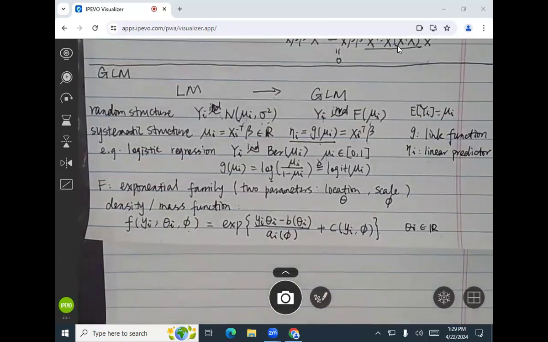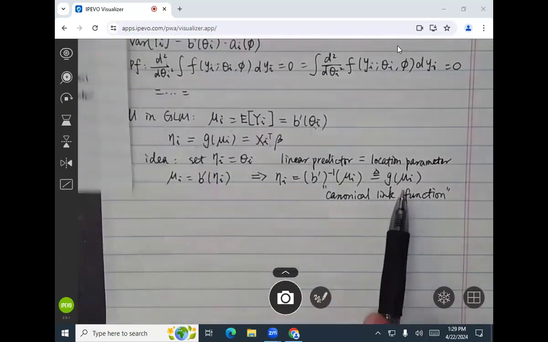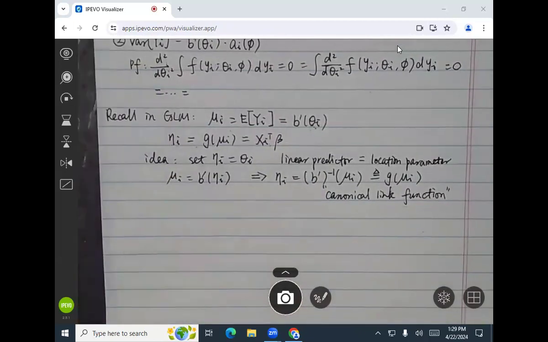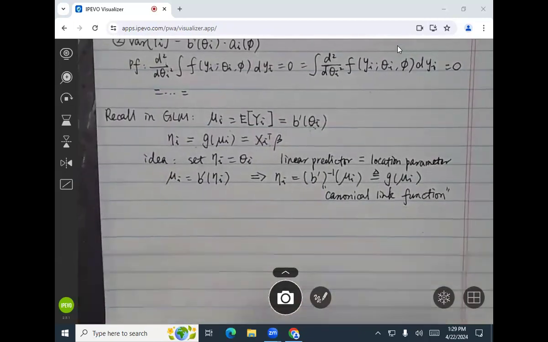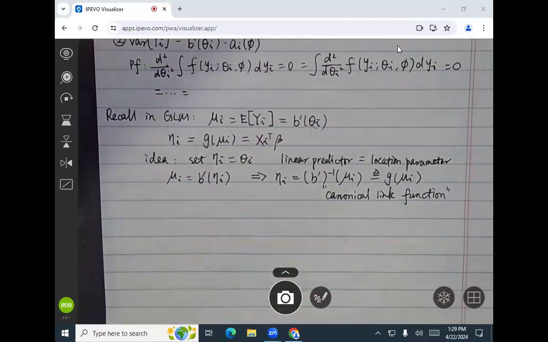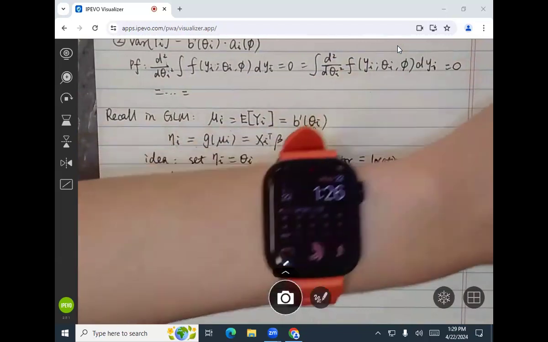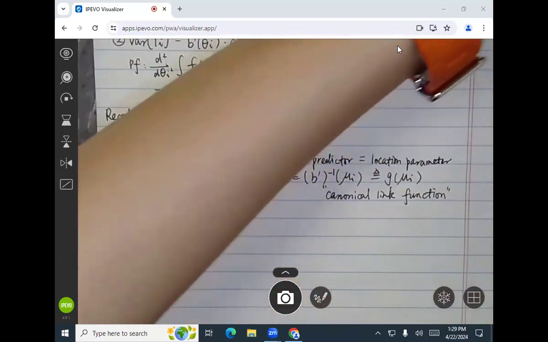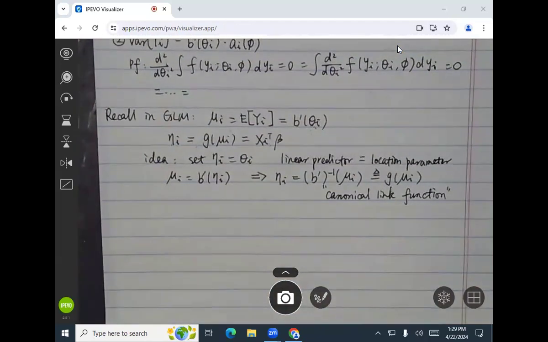Yeah. So if you set eta to theta, your link function is the inverse of the derivative of b. Yes, that's exactly right. Then let's see what we can use the canonical link function for. Maybe we will do that next time as an example.